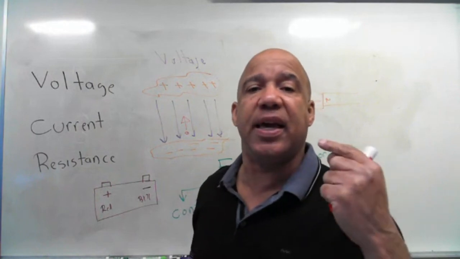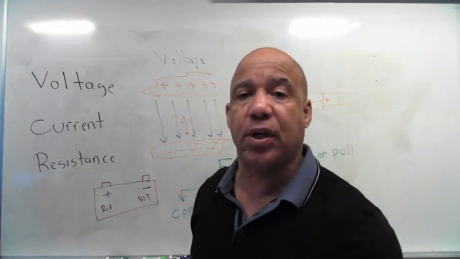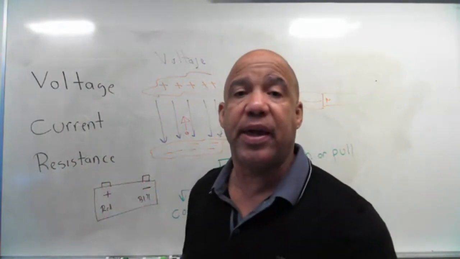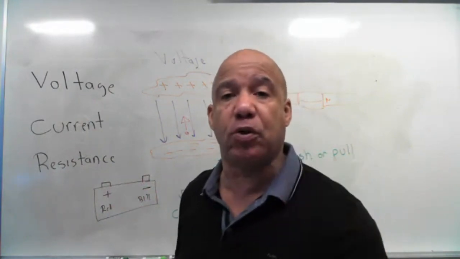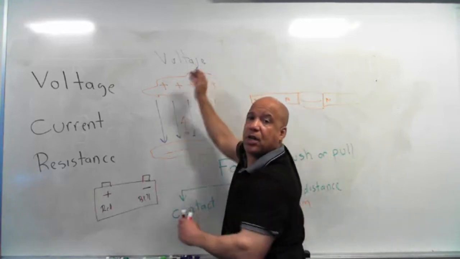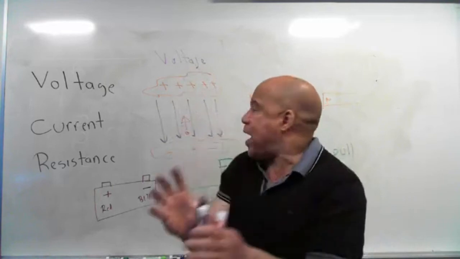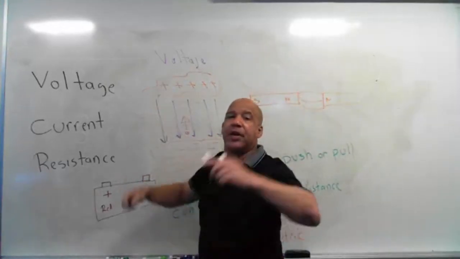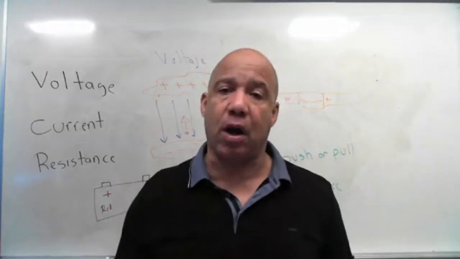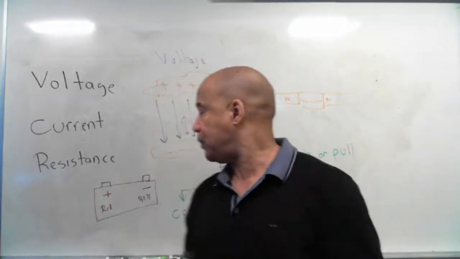So voltage is a separation of charge, an electrical potential difference. Current is charge in motion. It takes a voltage to produce a current. It takes separation of charge, voltage. Voltage is the electrical pressure to move the electrons. The cause of a current is a voltage.